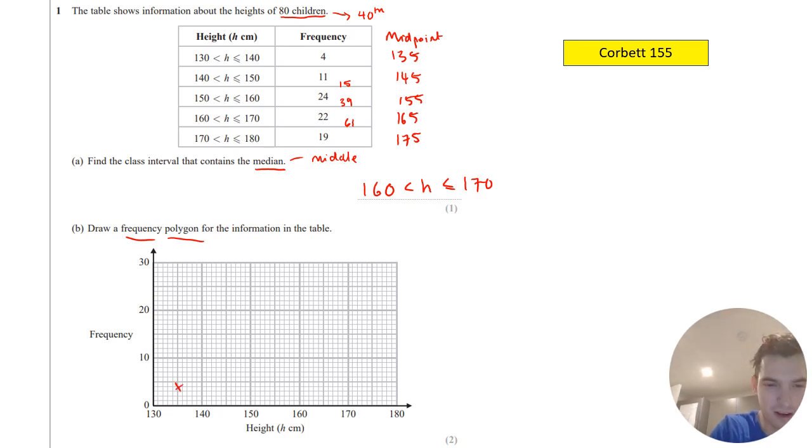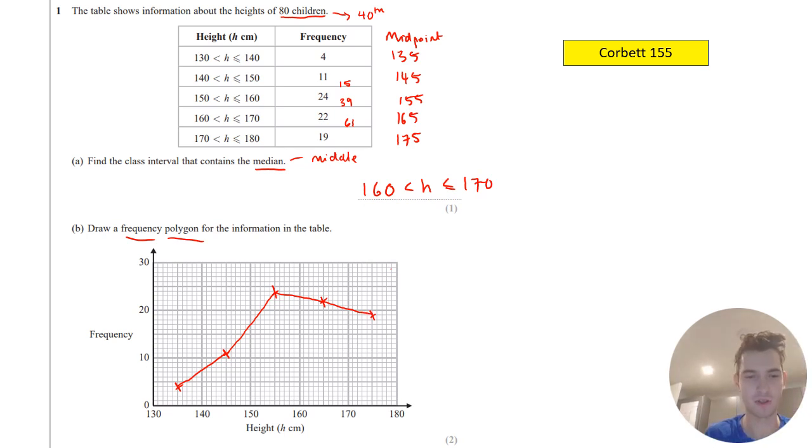Then 145 and 11, 155 and 24, and so on. Okay, once you've done that, you're going to get your ruler. You're going to draw a straight line in between all of these points. So I'm not using a ruler, but you definitely need to. No curve, just a straight line between all points. That is all you need to do.